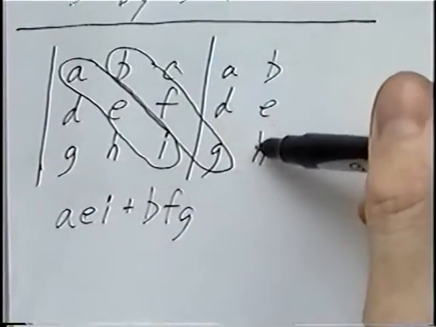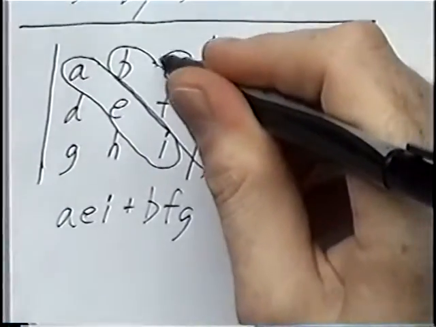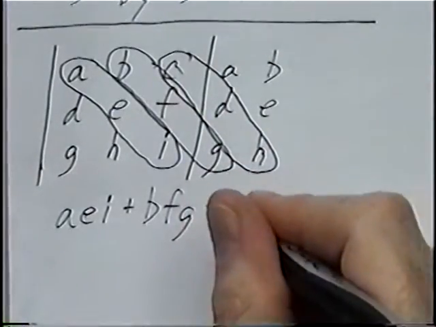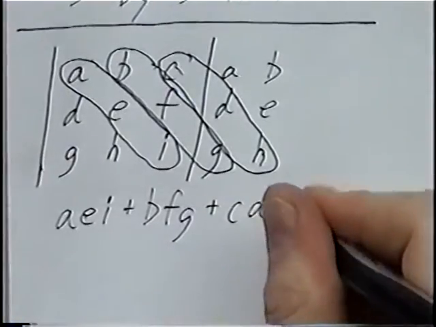And the third diagonal, going from top left to bottom right, would be C, D, and H. Again, multiplying all 3 numbers, we'll add that to the total, C times D times H.